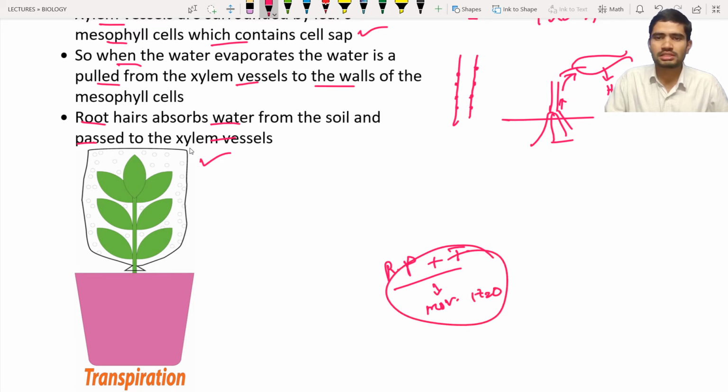So this is the main important factor to be seen here. How is the continuous stream of water seen? That is due to only two factors. One is the root pressure, and the other is the transpiration. These two are going to help in the continuous movement of water in the plant stem.